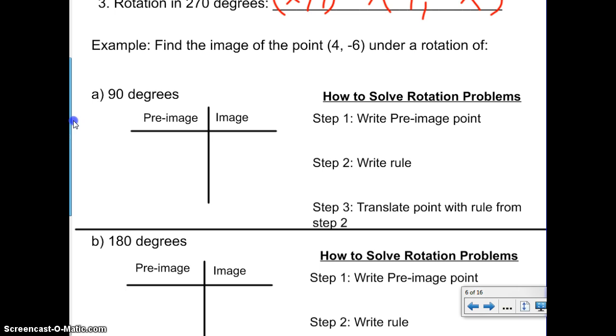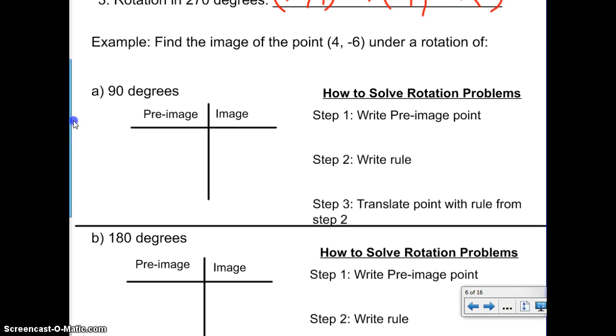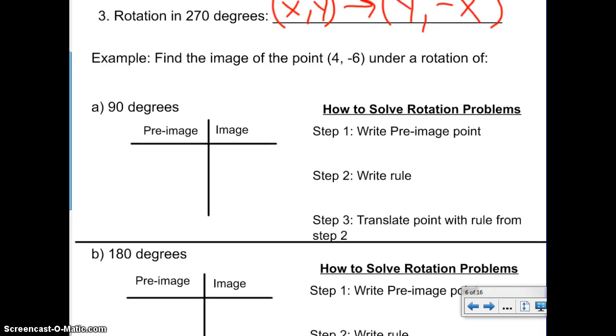So this one works the same way as the reflections one. You'll see one example using all three rules. The example says, find the image of the point 4 comma negative 6 under a rotation of, and our first rotation is 90 degrees. Now let's look at our steps.